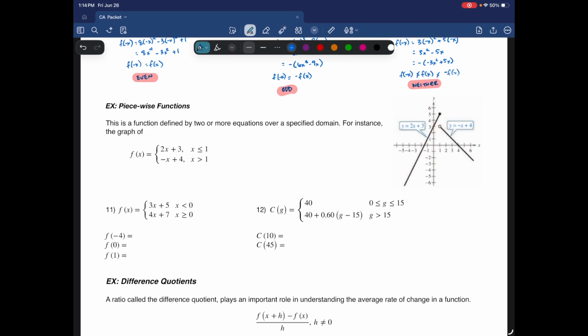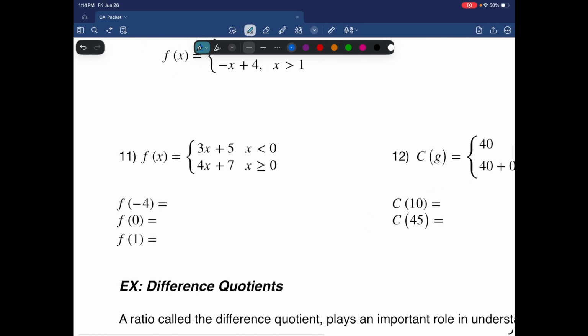Okay, so how do we use that with algebra? Well, on 11, it says -4. -4 is less than 0, so I'm going to plug it into the top function, plus 5. 0, all right, the bottom function says greater than or equal to 0, so I say 4 times 0 plus 7. And then 1 is greater than 0, so I got 4 times 1 plus 7. If you use your calculator, you get -12 plus 5, that's going to be -7, 7, and then that's going to be 11. Okay? So that's what you get.